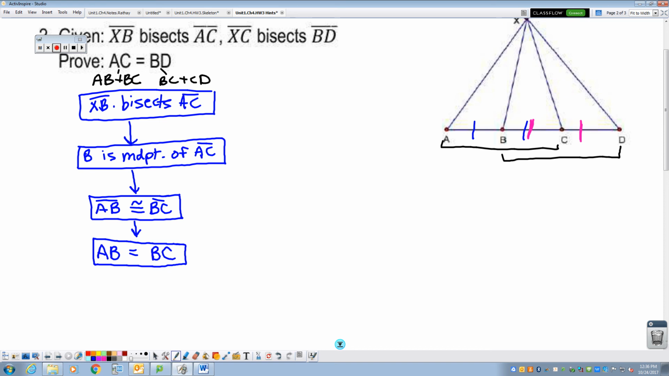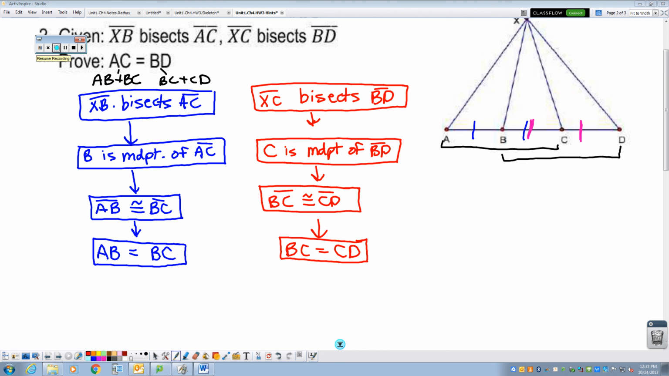I'm going to jump over to the other side. My second given is that XC bisects segment BD. A very similar given. And my chain, the next four steps, they're going to be the same as they were. So I'm going to pause the video and then I'll resume it once I've written all of those in. But it's the same steps with just different letters. Okay, so now we have BC equals CD. Our goal, look up here. I wrote the goal down, and I think that's a nice thing for you to do.